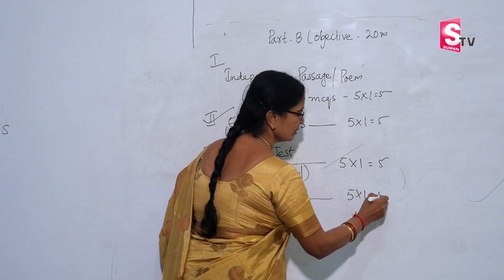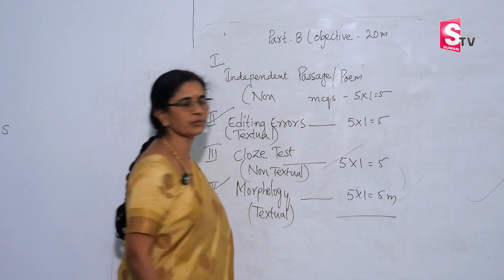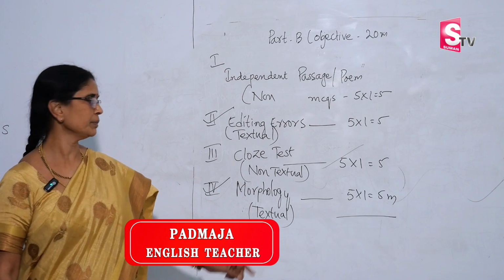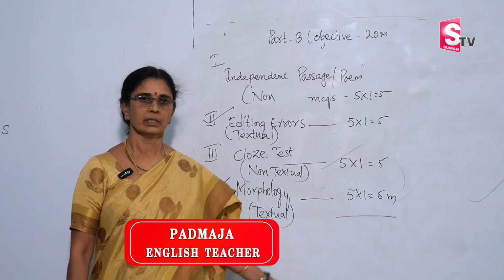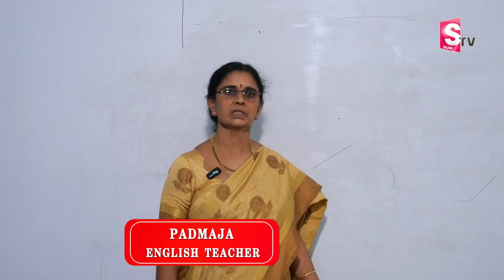So children, you must score 20 on 20 in part B. Then it becomes very simple for you to score 10 on 10 in English. So children, please follow this.